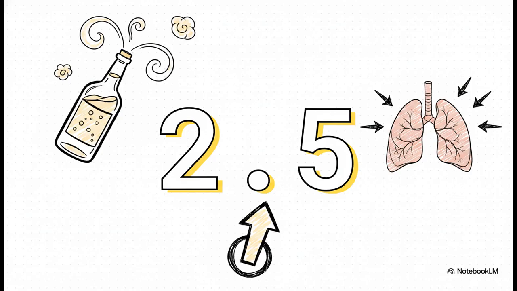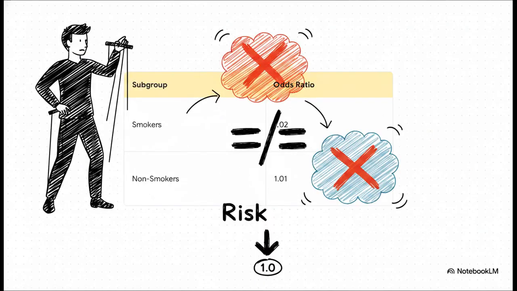Now, before we split the data, the unadjusted crude odds ratio is 2.5. It's totally statistically significant. On the surface, this looks like a huge risk, right? It strongly suggests alcohol drastically increases your chance of getting lung cancer. But watch what happens. Notice the mathematical signature here.